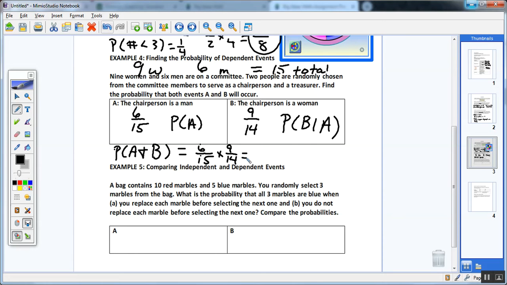Somebody run 6 times 9 for me up top, would you? 54. I'm not very good at math. I think my math skills tell me that 15 times 14 is 210, though. Somebody take 54 divided by 210 for me and give it to me to 3 places.